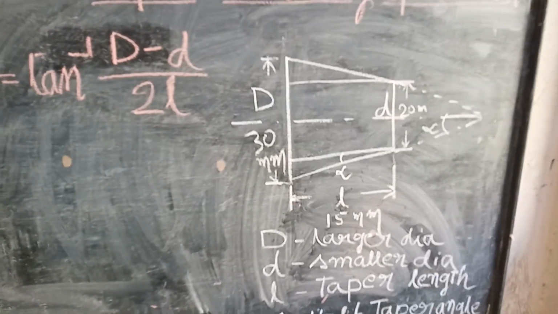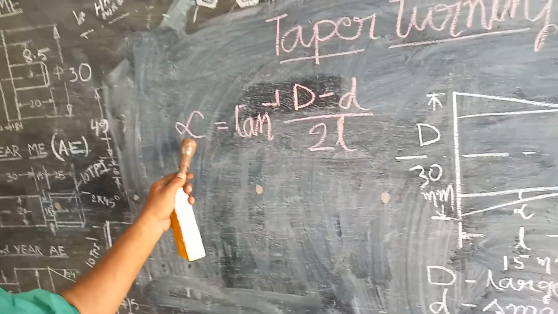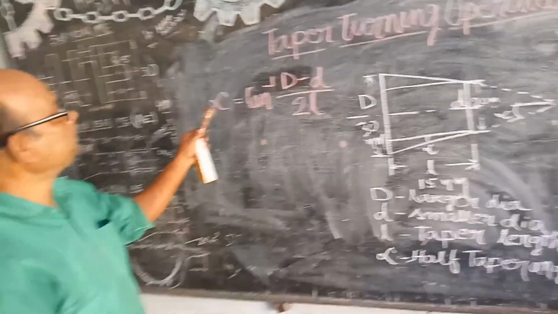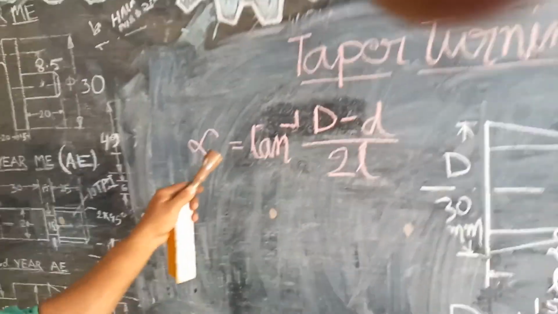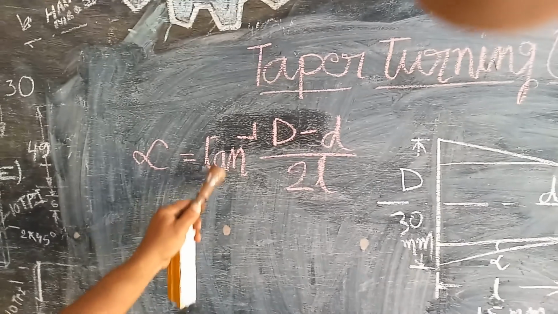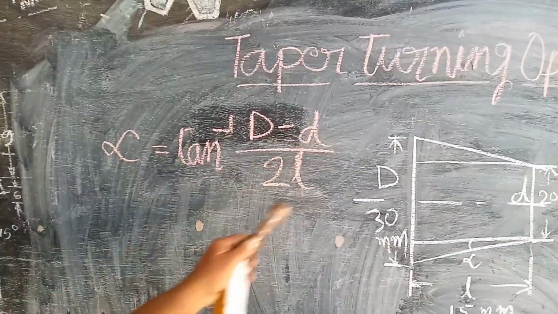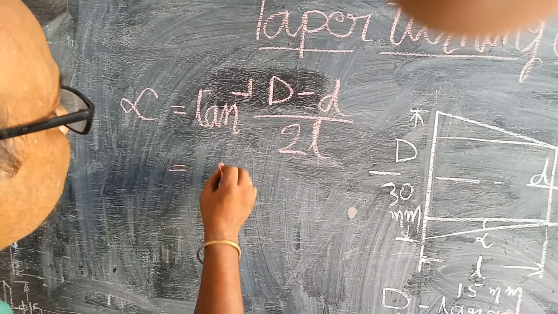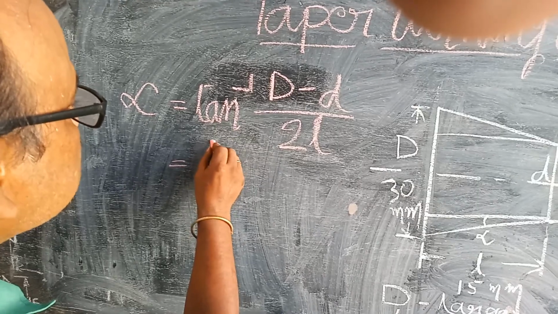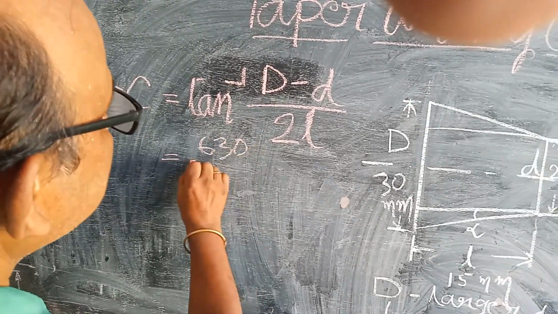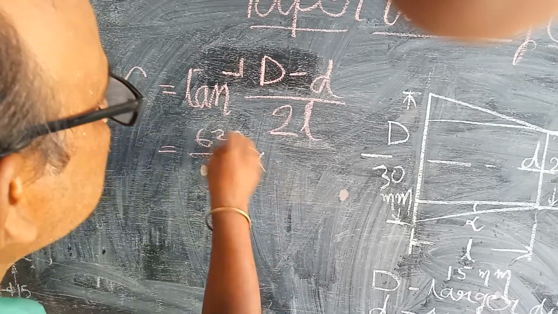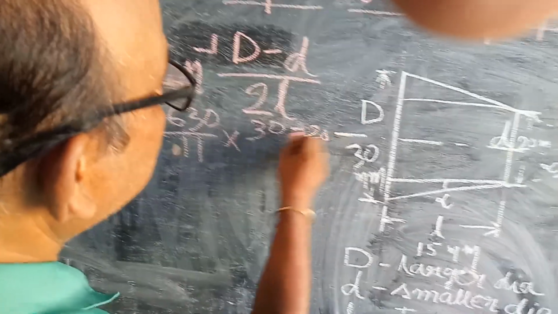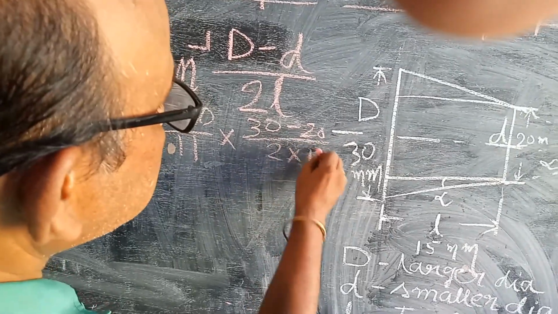Look here, the formula is for the half taper angle, alpha. How will you find the half taper angle? By using this formula: half taper angle is tan inverse of capital D minus small d by 2L. Thus we find the taper angle. Tan alpha, the constant value of tan alpha is 630 by 11. You always write this constant value. Capital D 30 minus 20 by 2 into 15.